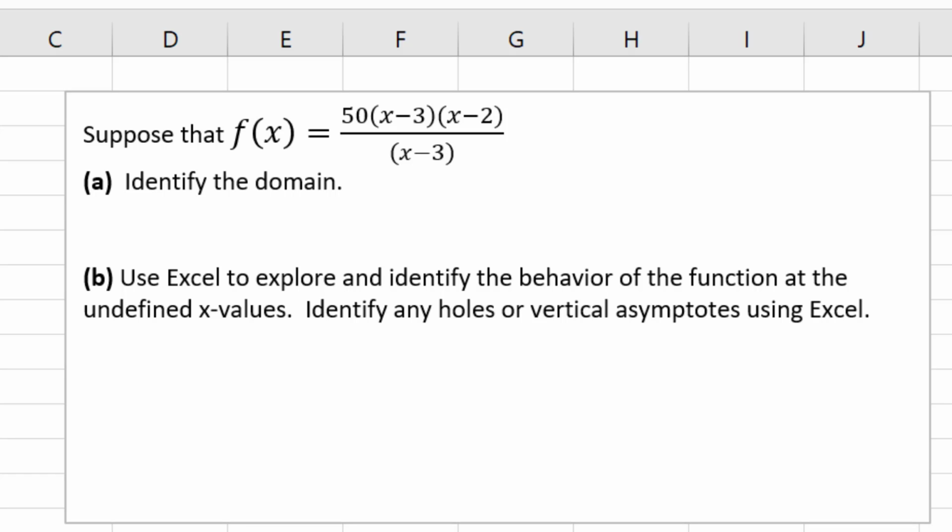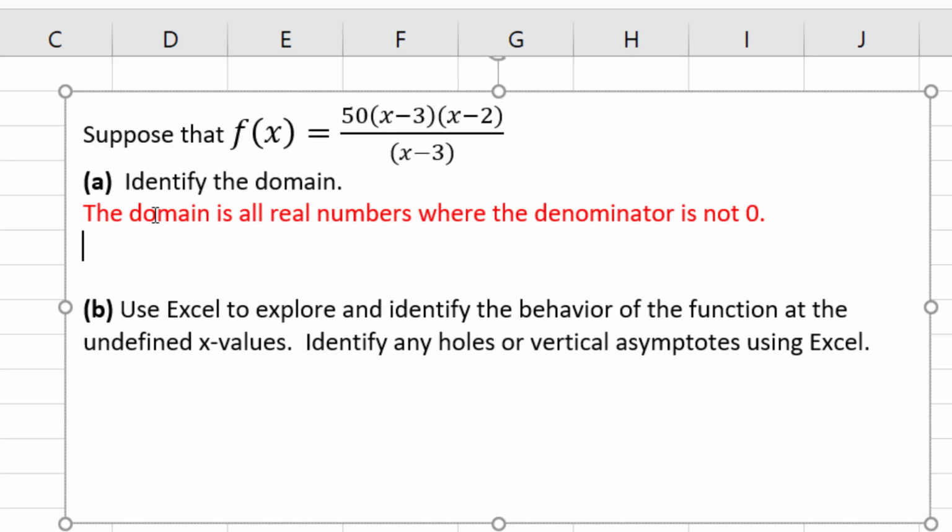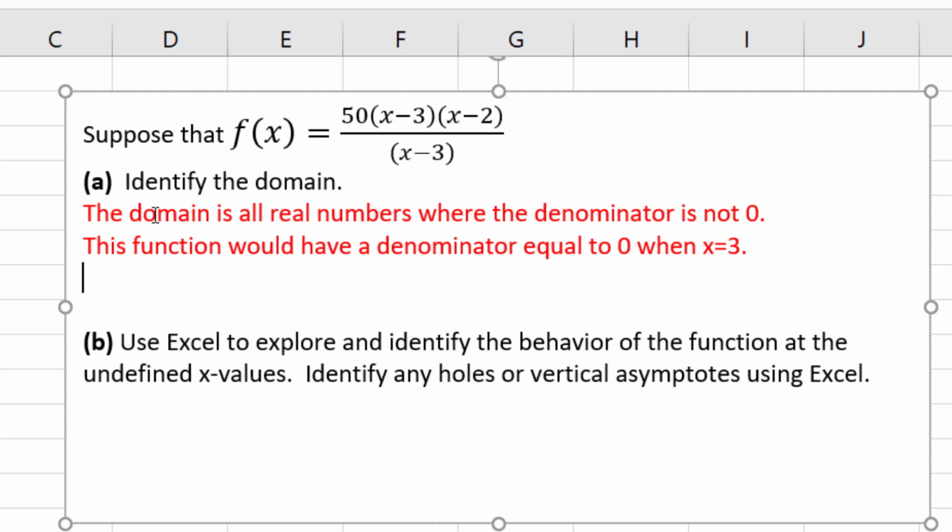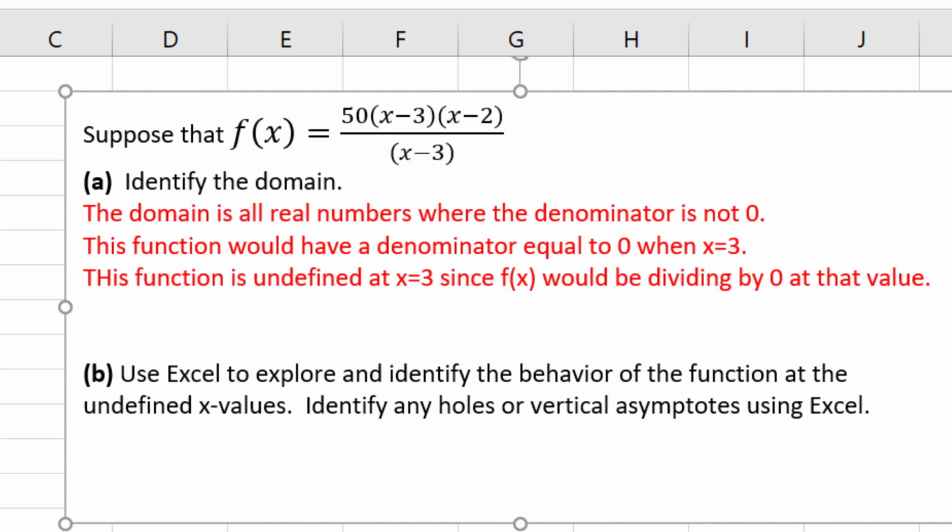To identify the domain, remember the domain of a rational function is all real numbers where the denominator is not 0. We see that this function would have a denominator equal to 0 when x is equal to 3. So this function, f of x, would be undefined when x equals 3 because we would be dividing by 0 if we plugged in x equals 3. Therefore, the domain of f of x is all real numbers except x equals 3.